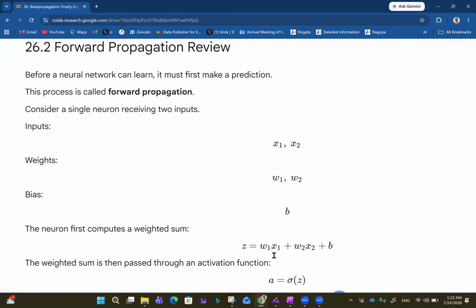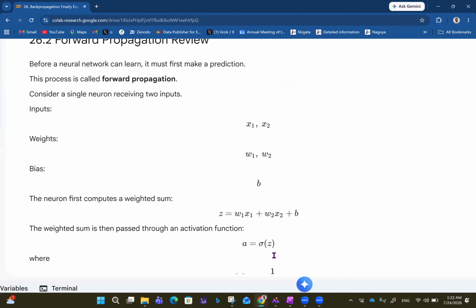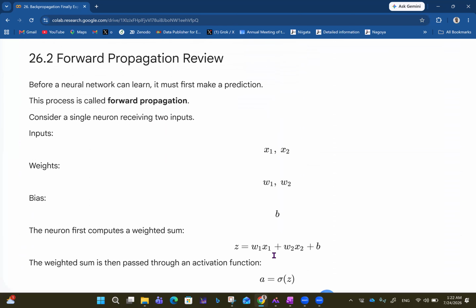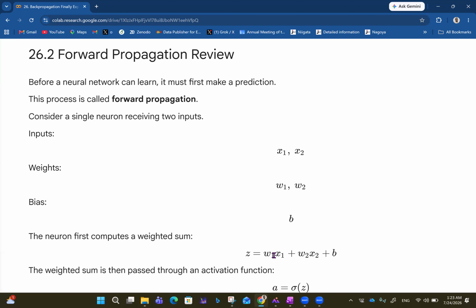Now, forward propagation review, that is what the last video was about. Before a neural network can learn, it must first make a prediction. So before we do backpropagation, there must have been a forward propagation, which leads to prediction. This process is called forward propagation.